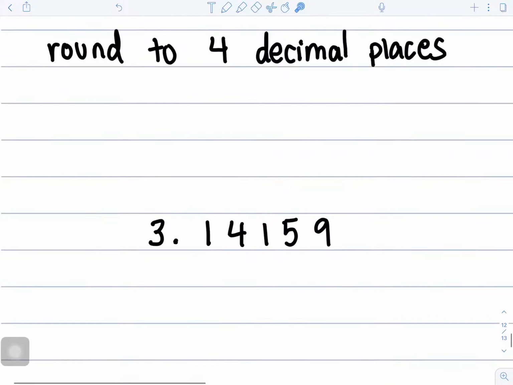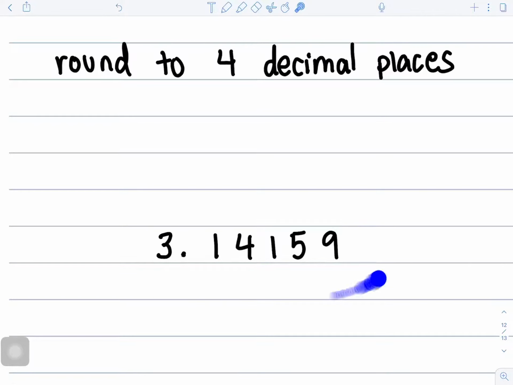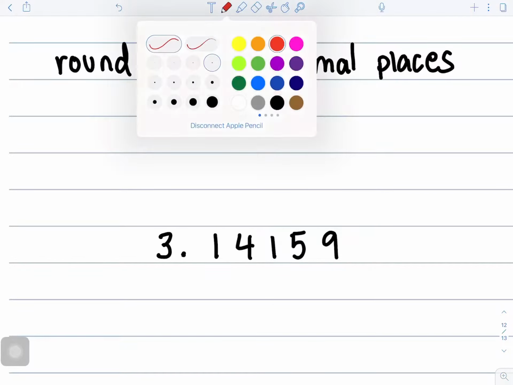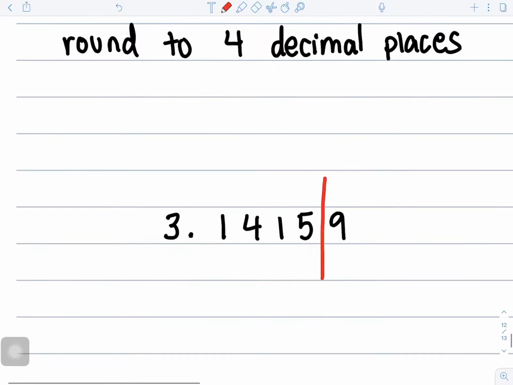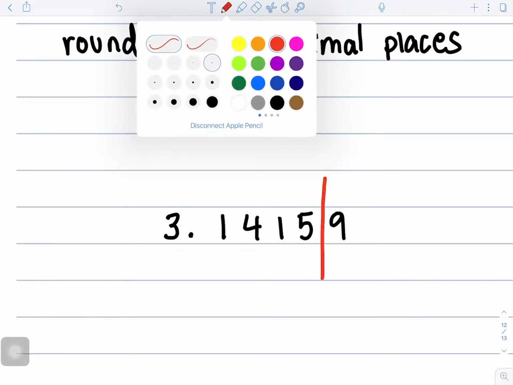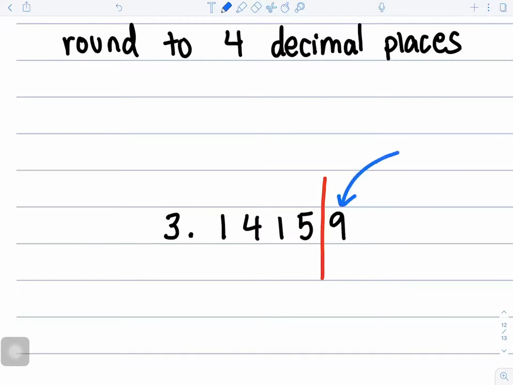Another example. We're going to round this to 4 decimal places. So let's count. After the decimal point, you've got 1, 2, 3, and 4. So our cutoff point is going to be right here, since there's 4 digits right after the decimal point. In that case, our critical digit is 9.